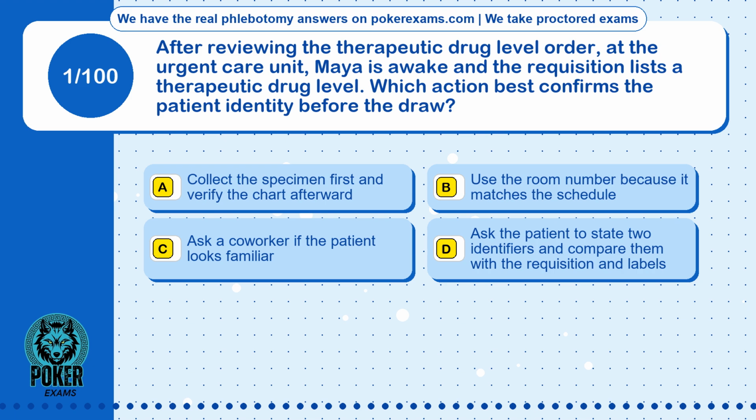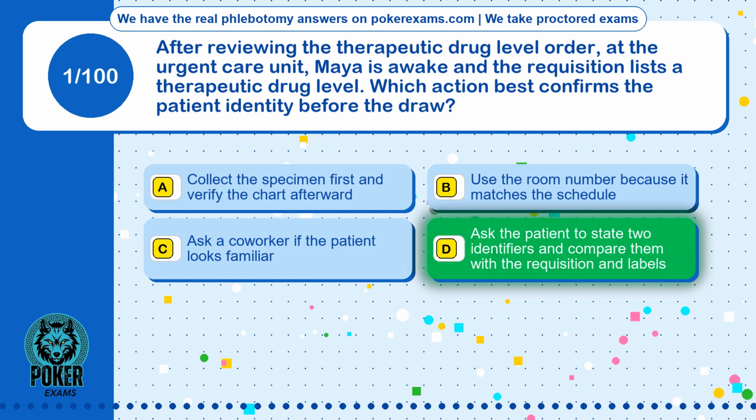Option A. Collect the specimen first and verify the chart afterward. Option B. Use the room number because it matches the schedule. Option C. Ask a co-worker if the patient looks familiar. Option D. Ask the patient to state two identifiers and compare them with the requisition and labels.